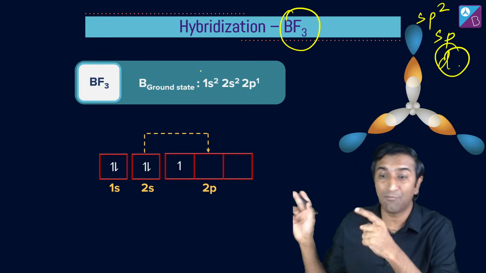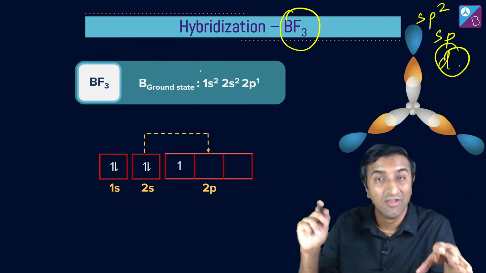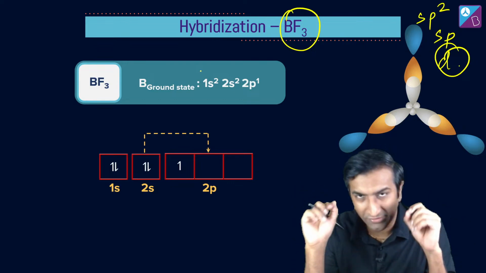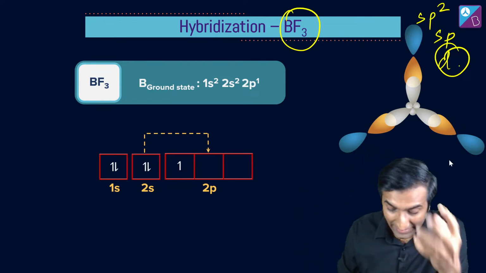I have shown you the shape of this compound already, right? From VSEPR theory, we had figured that BF3 is trigonal planar. But how do you get its hybridization?